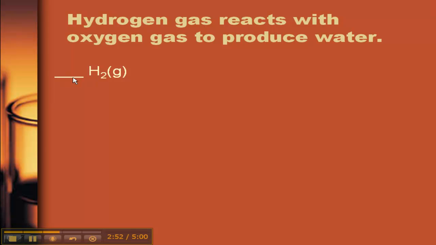Now, I always put a blank in front to remind myself I need room to balance my equation. And because it's a gas, I put a g here. Now reacts with, we're going to use a plus sign. Oxygen gas is also one of those Brinkelhoffs, one of those diatomics. So we're going to write it the same way as O2 and a g for gas. To produce is my arrow, and then water. Now water is a liquid, so we put that there. It's not dissolved in water, it's just water.